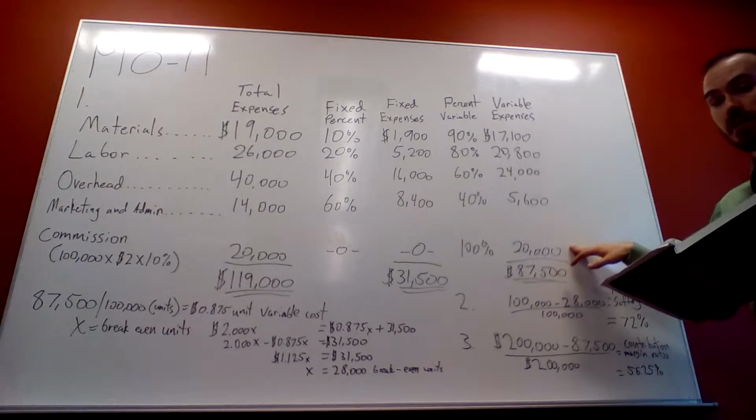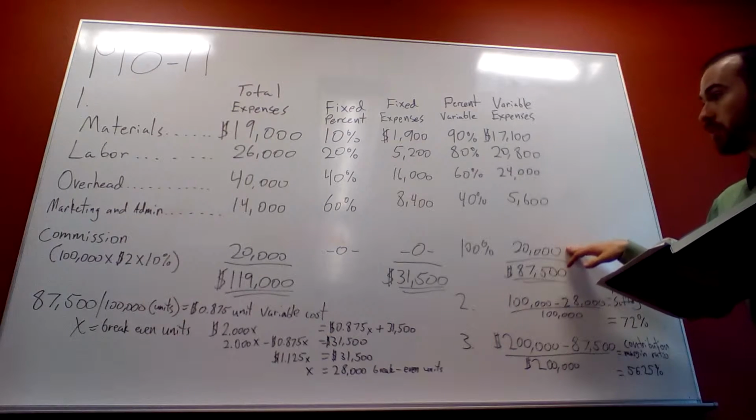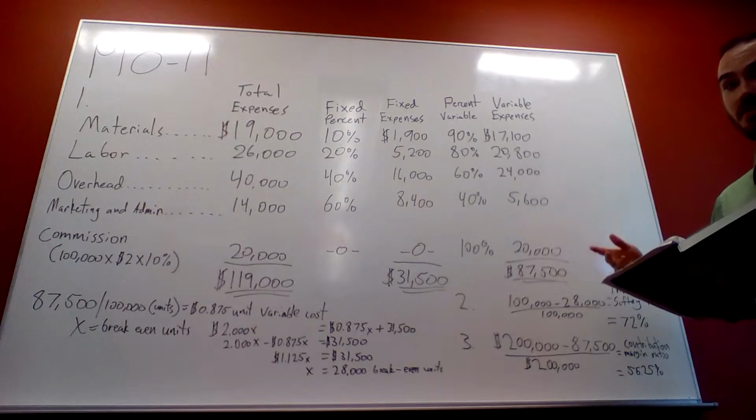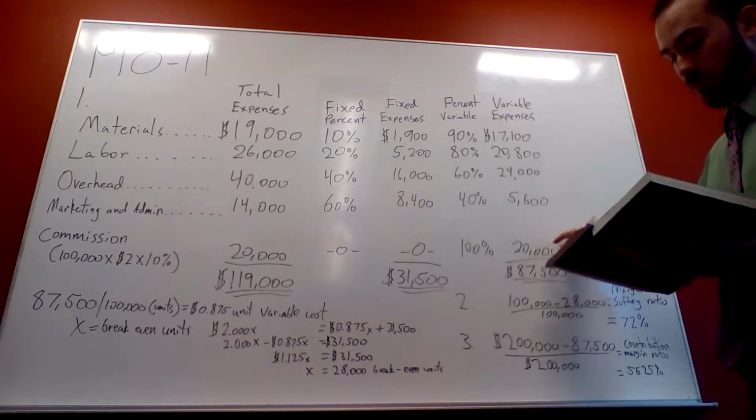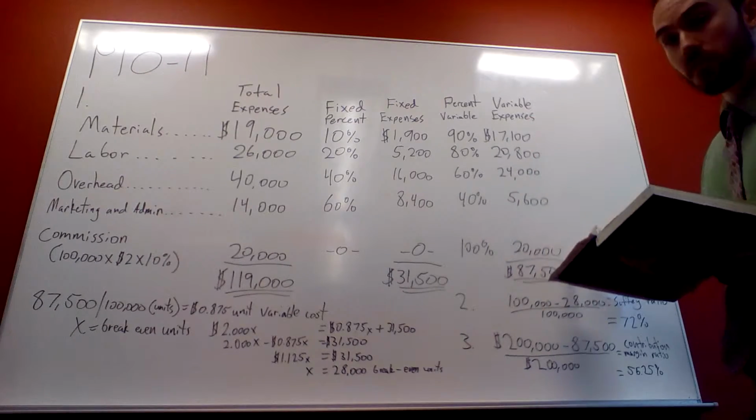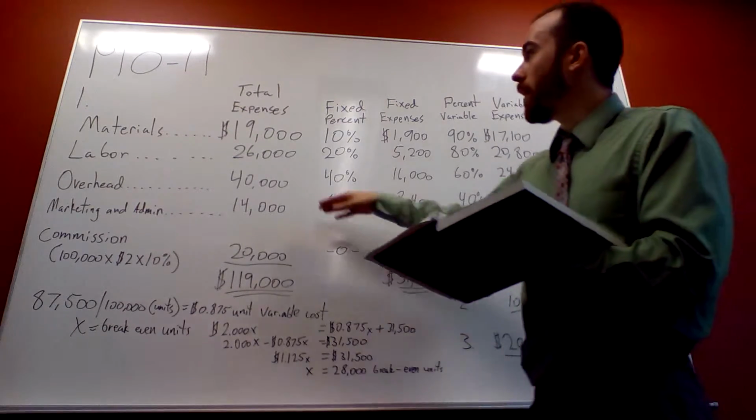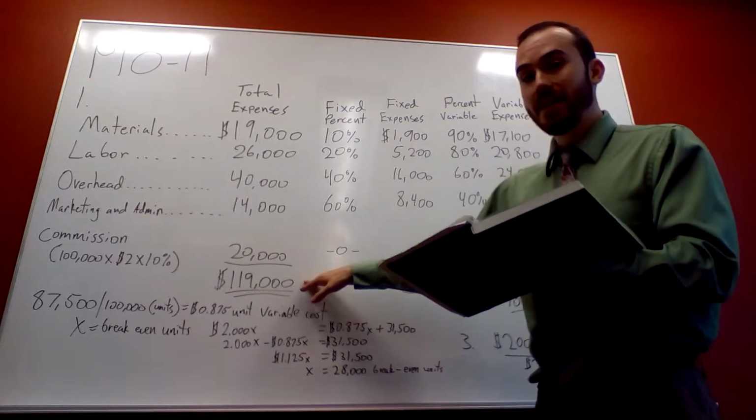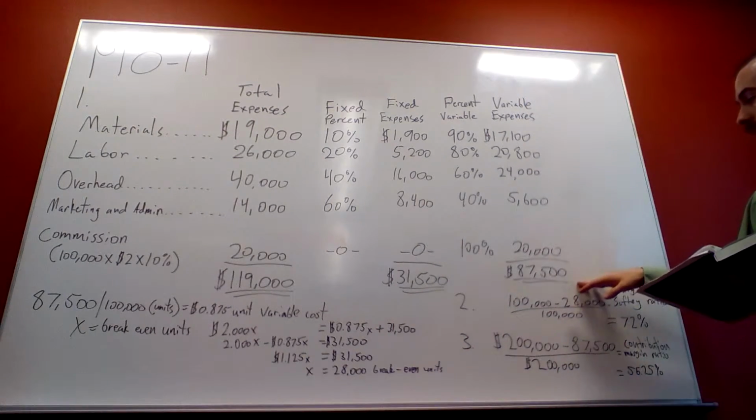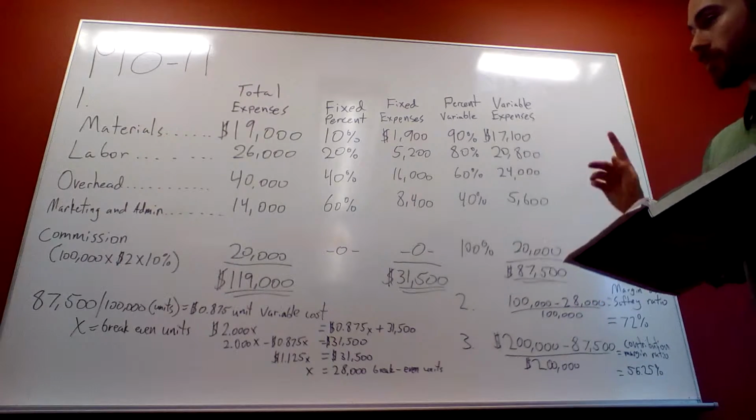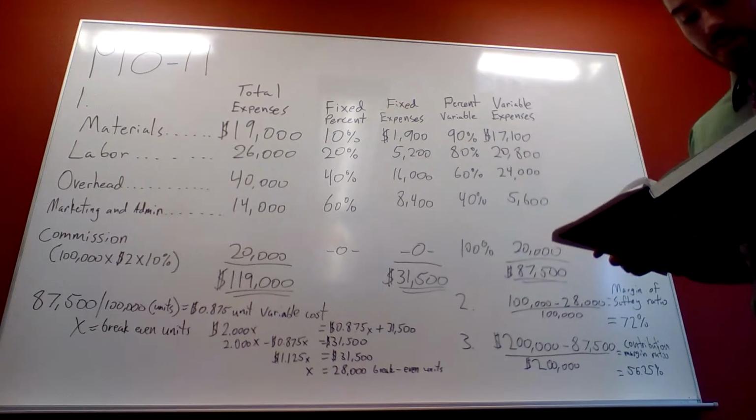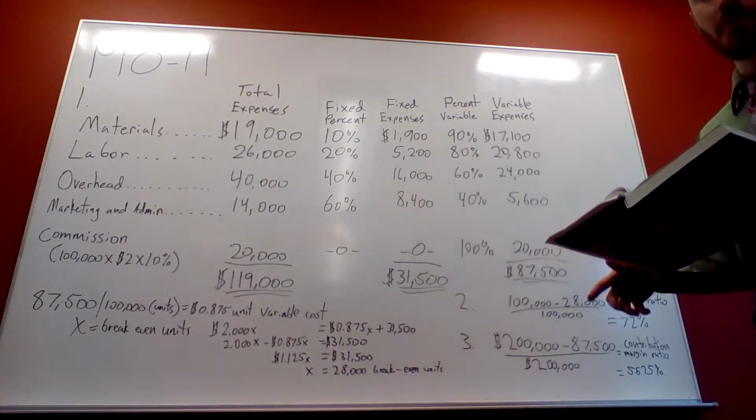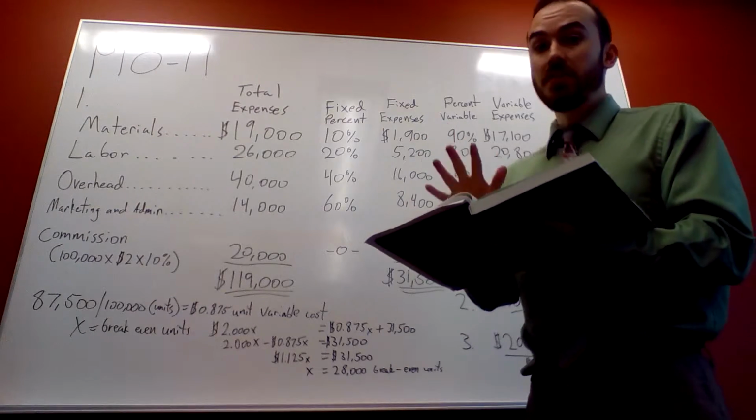By putting it under variable, it makes the most sense because it's not fixed, it changes based on what we sell. So then what we do is we add them up, all our variable, and all our total expenses. Our total expenses are 119,000, but our variable is 87,500. Now, we have to find the break-even point. For the break-even point, you have to use algebra.